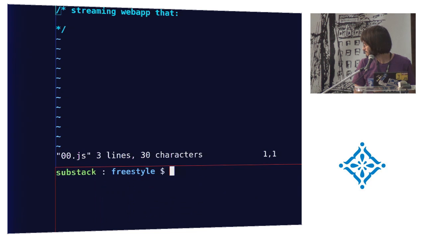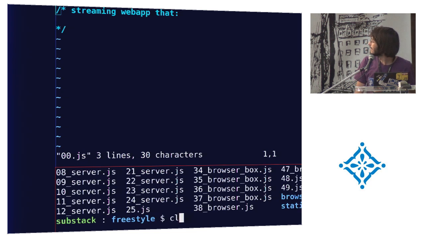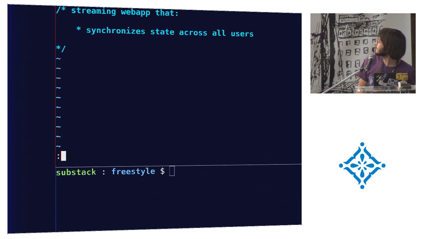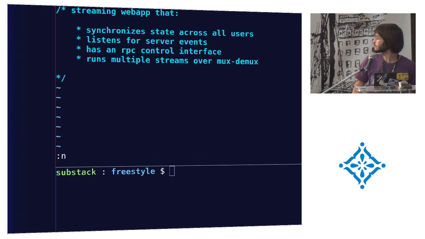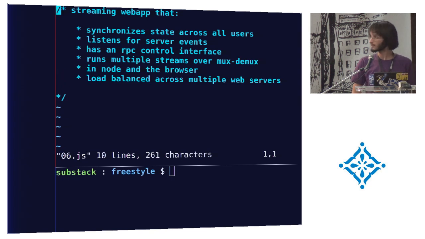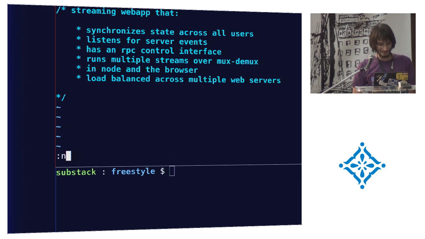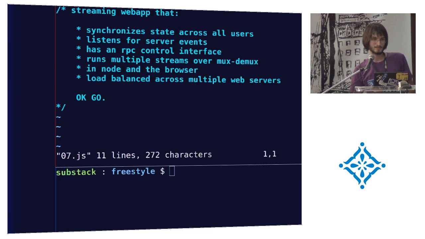So let's build a streaming web app that synchronizes data across all users, listens for server events, has an RPC control interface, runs multiple streams over mux/demux in Node and in the browser, and is load balanced across multiple servers that are peering with each other over Scuttlebutt, which is a gossip protocol. Okay, that sounds awesome. Let's do it.